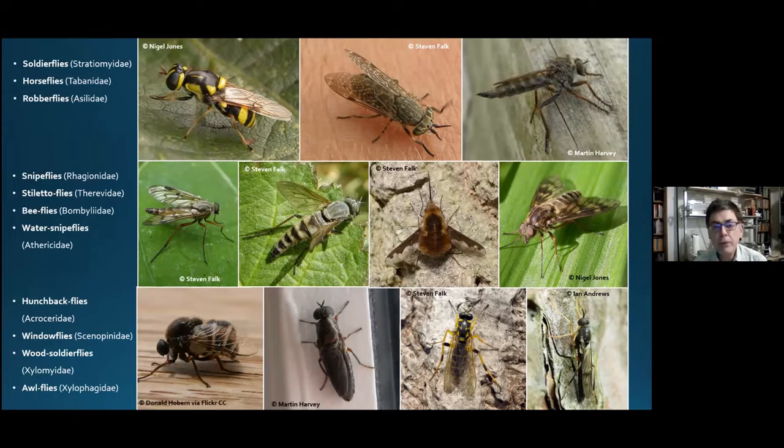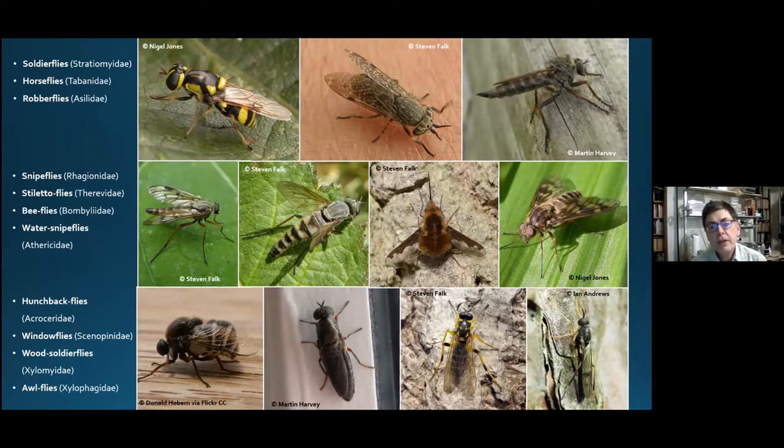And as you might expect, the family with the largest number of species within that group is the soldier flies themselves. But the other fairly large families are the horseflies, robberflies, snipe flies, stiletto flies, and bee flies, all of which have at least 10 species in them. And then there are the remaining families all have just a few species in them.